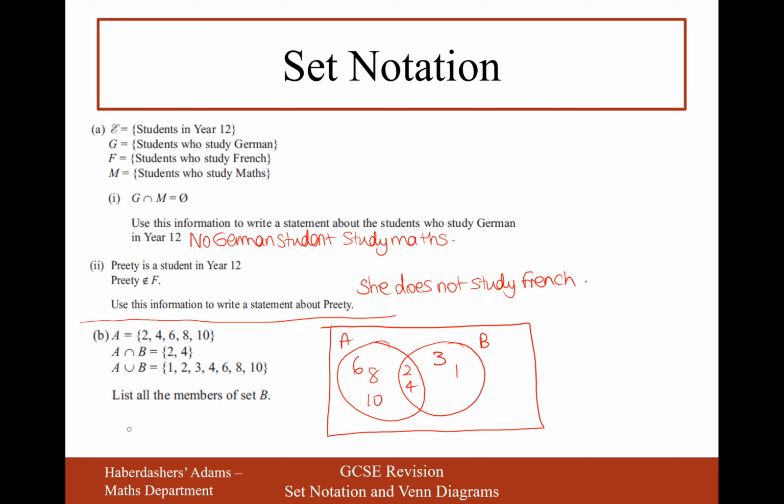So list all the elements of B. B is equal to 1, 2, 3, 4. That's all the elements of B, all of the elements in this part of the Venn diagram.